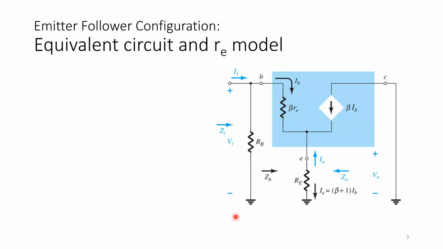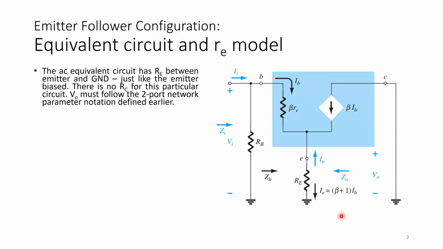The input port parameters are Ii, Vi, and Zi, just as in the cases before, and it goes to the base. But for the emitter, now the output is taken from the emitter. So Vo is not taken from the collector, but it is taken from the emitter. So Vo is from the emitter to ground. Io is the current that goes through RE entering the emitter, and Zo is the output impedance seen looking back at this output port, which is between the emitter and ground.